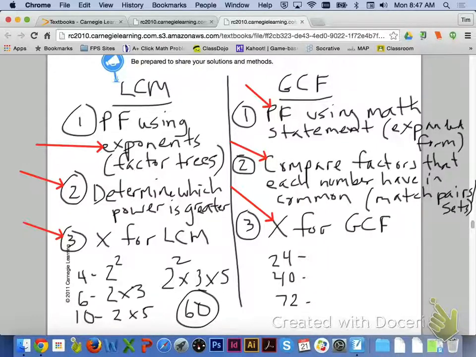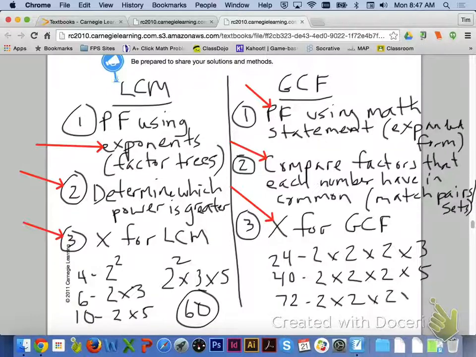So if you look at our example, the numbers 24, 40, and 72, if I'm trying to find the GCF of these 3 numbers, the prime factorization for 24 is going to be 2 times 2 times 2 times 3. For 40, it is going to be 2 times 2 times 2 times 5. And for 72, it is going to be 2 times 2 times 2 times 3 times 3.